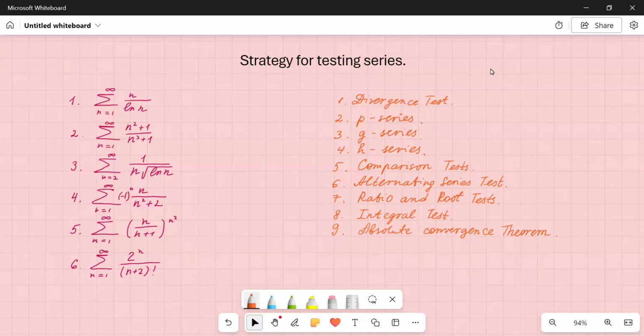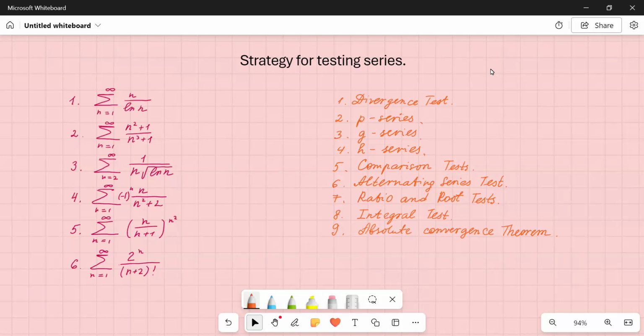On my right side, I have all the tests we learned so far. We started with the divergence test. Remember, a series is divergent if the limit of the term does not go to zero. The term must go to zero. If this does not happen, the series is going to be divergent.